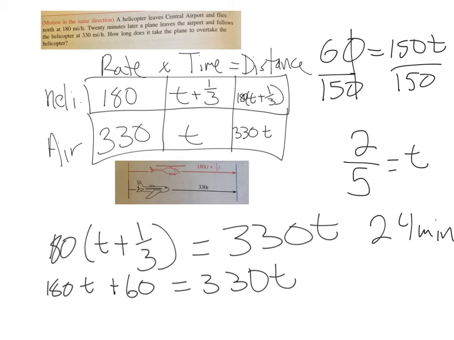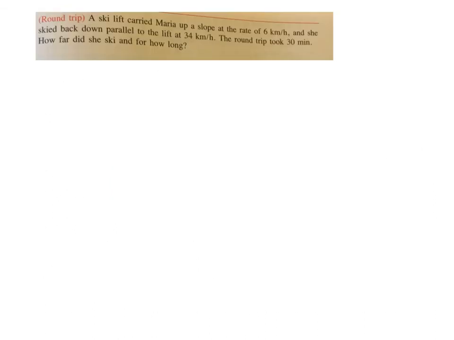And we have one more motion type problem. This type of problem is called round trip. And it says, a ski lift carries Maria up a slope at a rate of 6 kilometers per hour, and she skied back down parallel to the lift at 34 kilometers per hour. The whole trip, the round trip, took 30 minutes. So you have to figure out how far she skied and for how long.